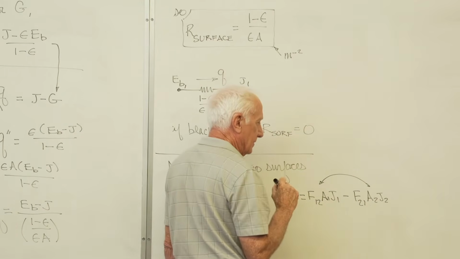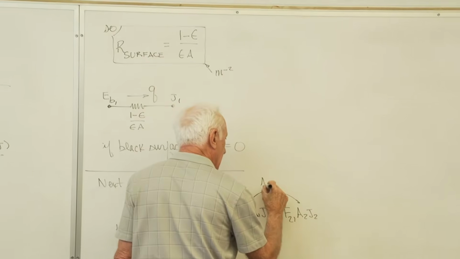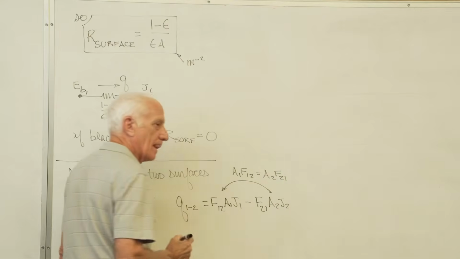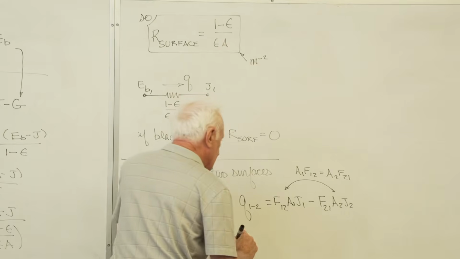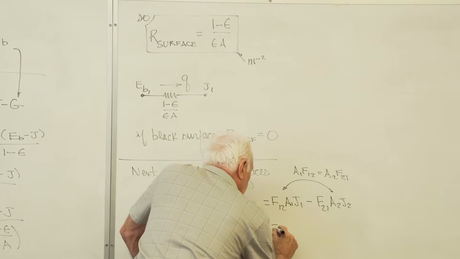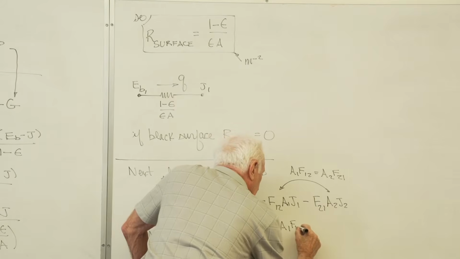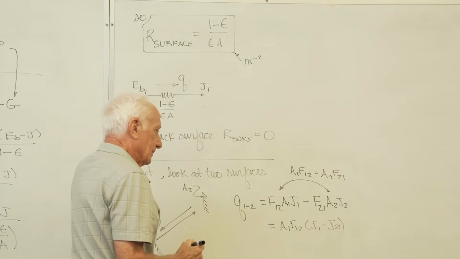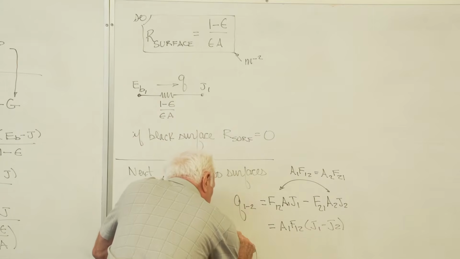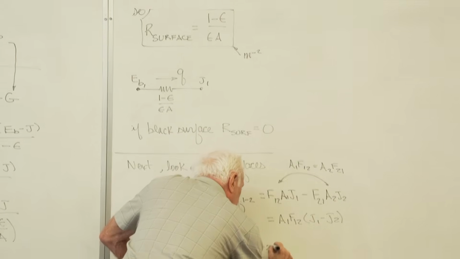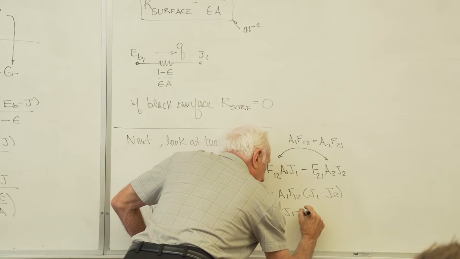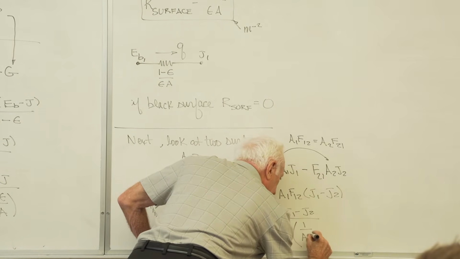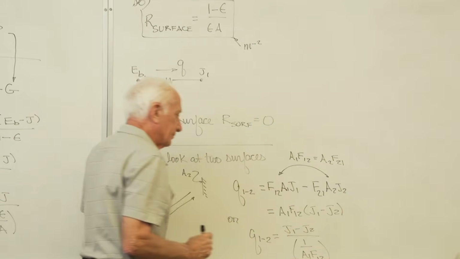But recall chapter 13, reciprocity, A1 F12 equals A2 F21. So rewrite this. Q12 equals A1 F12 times the quantity J1 minus J2. Rewrite that. Q1-2 equals, and you get that.